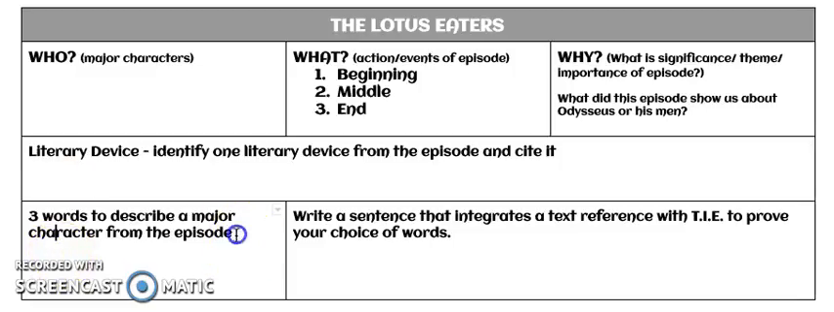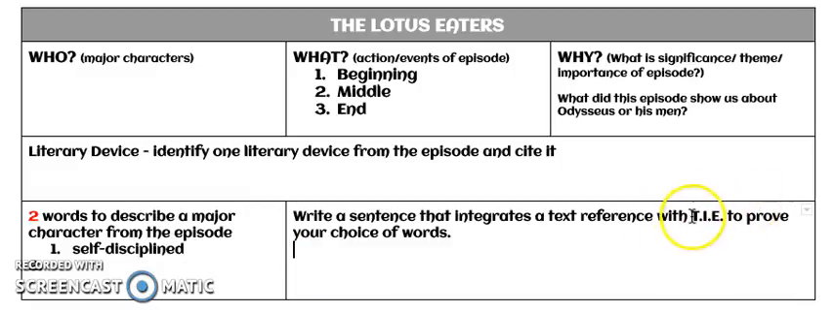As for this one, three words to describe a major character from the episode. Since we focused on one word to describe Odysseus last time, let's focus on two words to describe Odysseus this time. Okay, so one word for Odysseus and then another word to describe Odysseus. I'll do one example for you. I am going to pick the word self-disciplined.